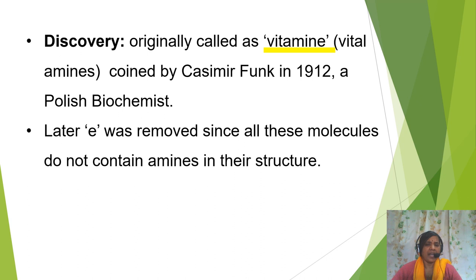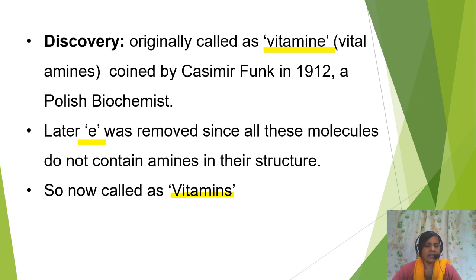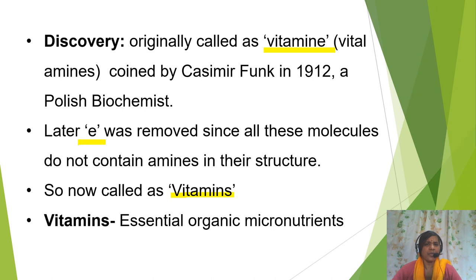So, vitamins we define as essential organic micronutrients. Here, essential refers to the fact that these molecules are not synthesized in adequate amounts in the body. Hence, they must be supplied in the diet. That is why they become essential. And organic, because they are organic in nature. And micronutrients refers to these molecules being required in very minute amounts, that is, in terms of milligram quantities. So, we define vitamins as essential organic micronutrients.